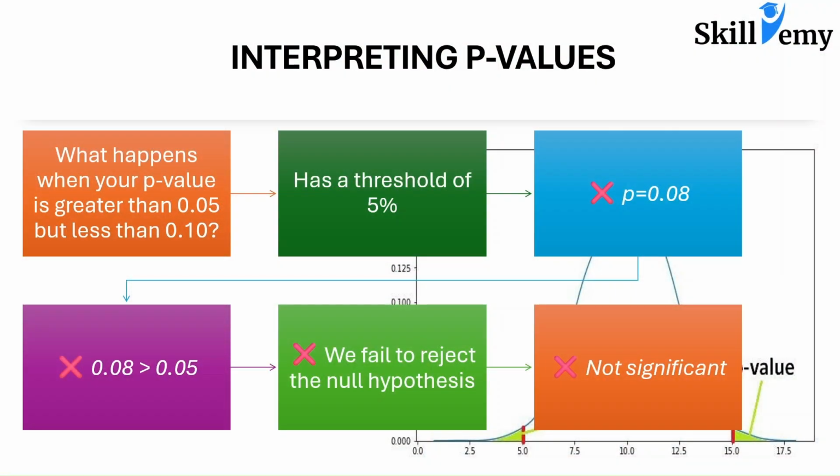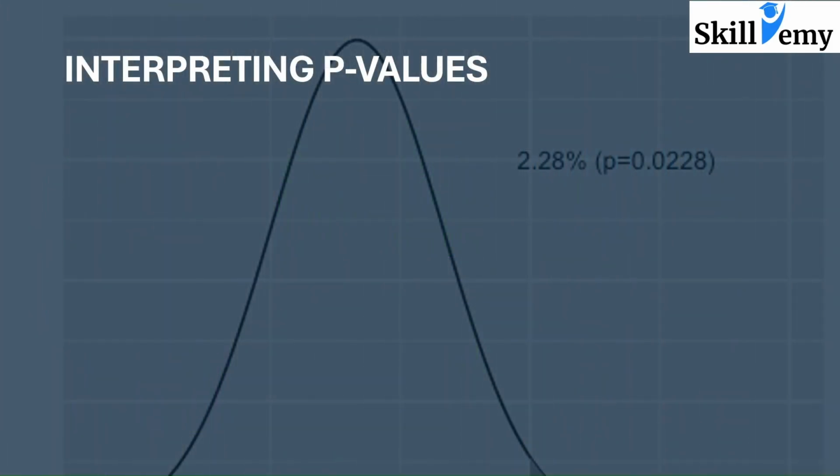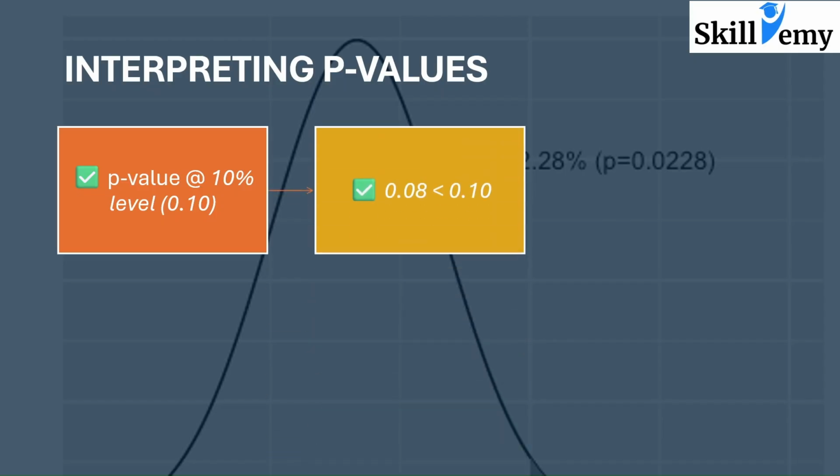Now let's say you set your own threshold. Instead of the 5%, you set your own threshold to be at 10%. Now, when you set your threshold to be at 10% and you run the analysis and your p-value result is 8%, the implication here is that your p-value is less than 10%. So getting 0.08 means that it is less than 0.1.